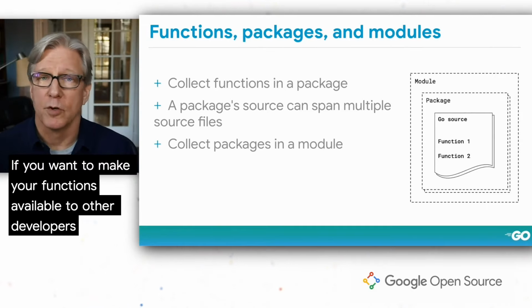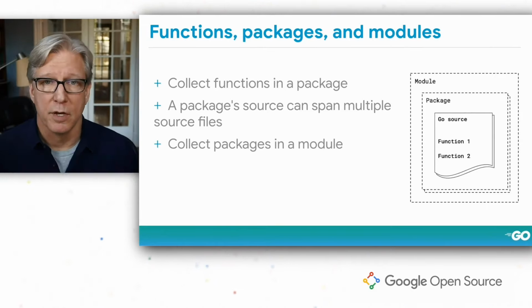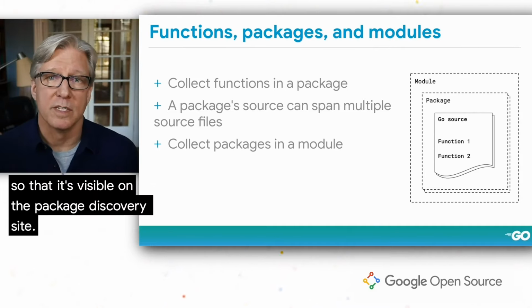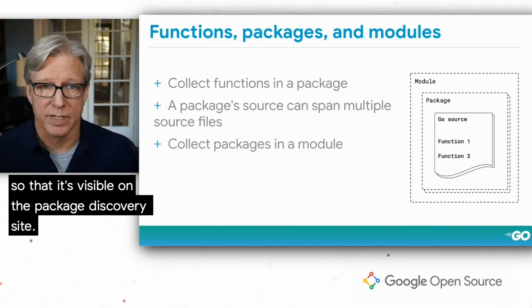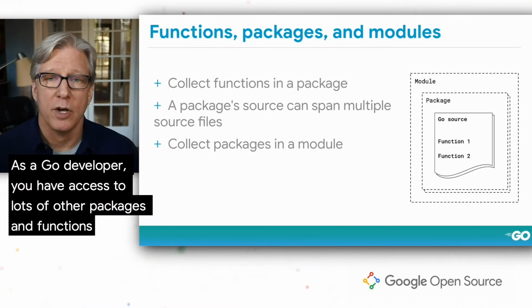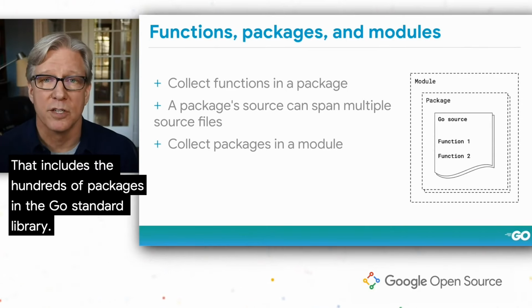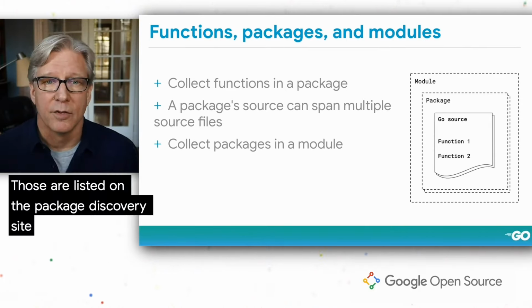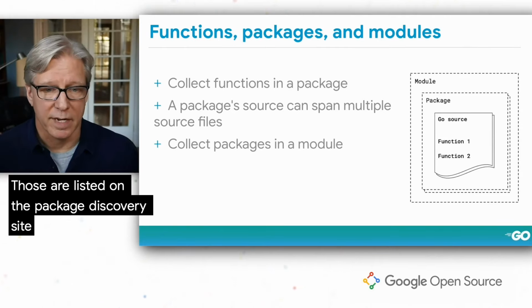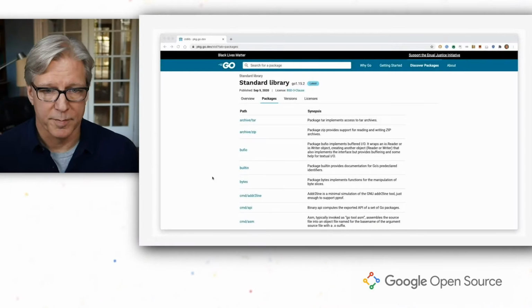If you want to make your functions available to other developers, you publish your module so that it's visible on the package discovery site. As a Go developer, you have access to lots of other packages and functions you can use in your own code. That includes the hundreds of packages in the Go standard library. Those are listed on the package discovery site at package.go.dev.